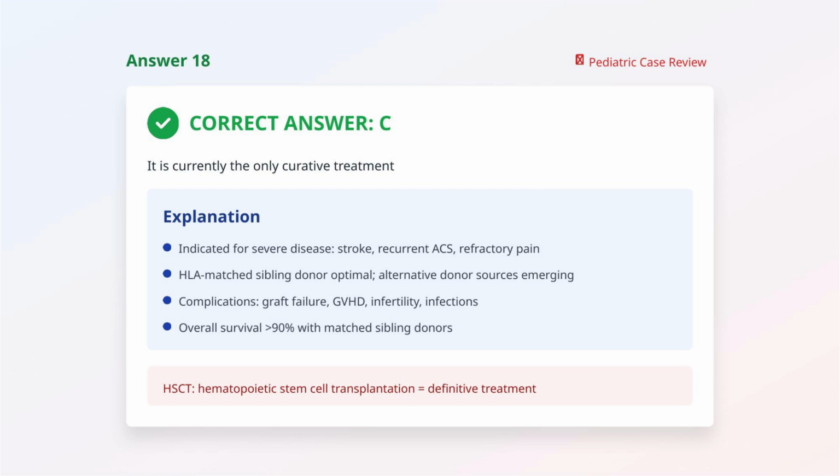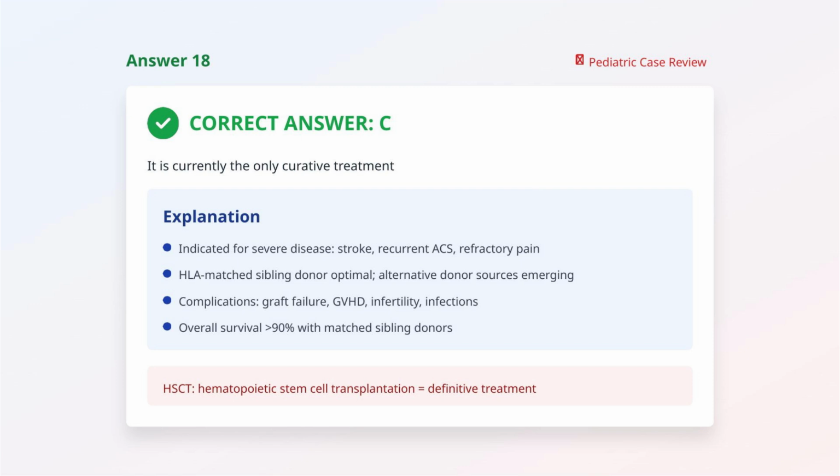While overall survival is greater than 90% with matched sibling donors, the success rate is not greater than 95% with minimal complications as stated in option B. Complications include graft failure, graft versus host disease, infertility, and infections. Contrary to option D, hematopoietic stem cell transplantation is not contraindicated in patients with prior stroke. In fact, stroke is one of the indications for transplantation.